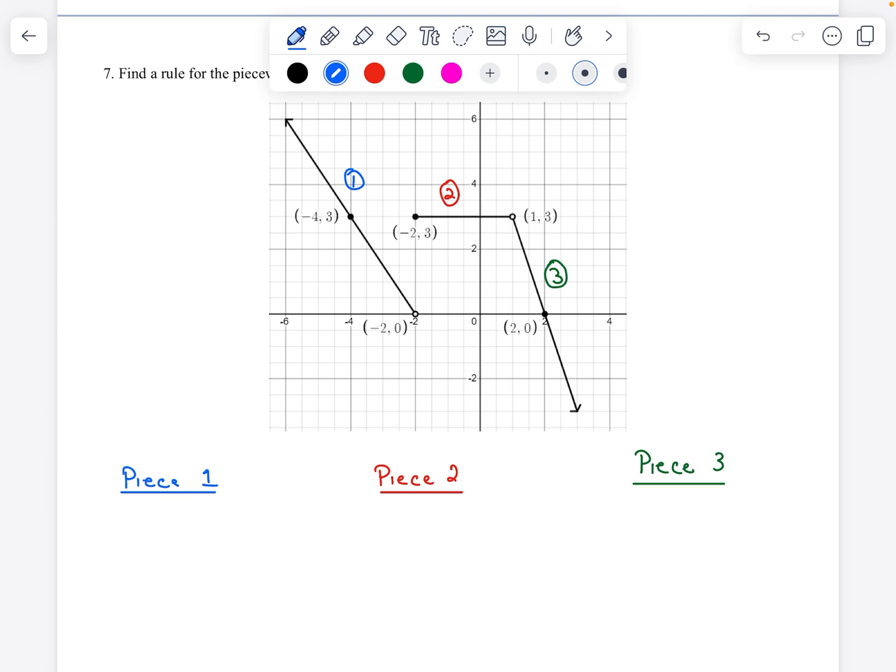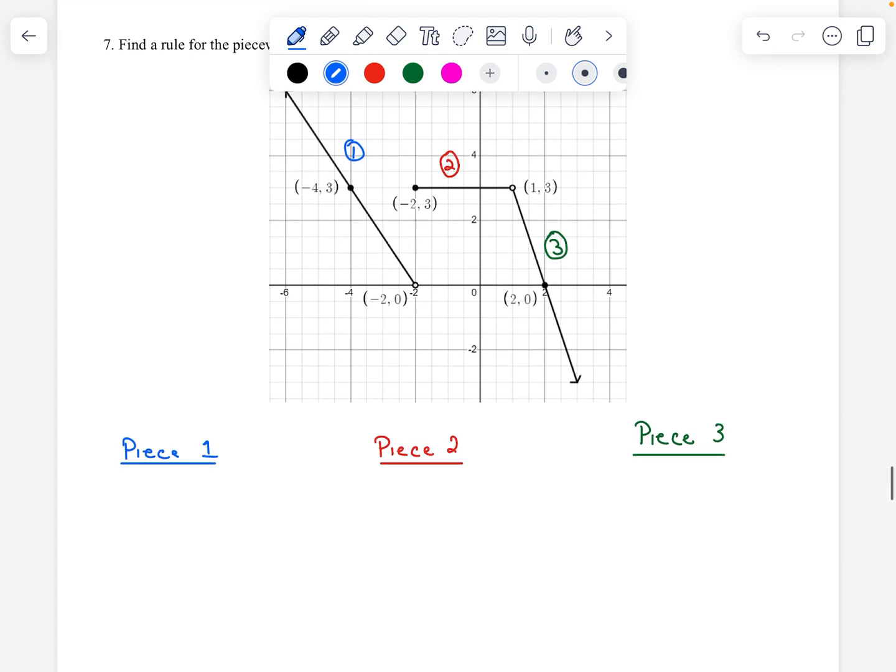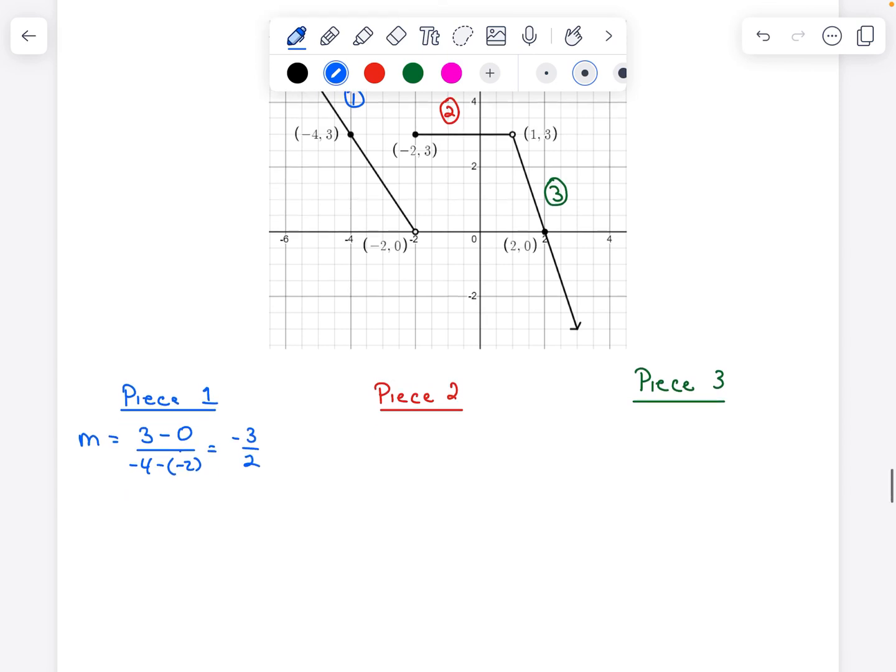Piece 1 is a linear function, so I'm going to need the slope and a point on the line to find its rule. Starting with the slope, m is equal to (3 minus 0) divided by (-4 minus -2), which is -3/2. One of the points on the line is (-4, 3).